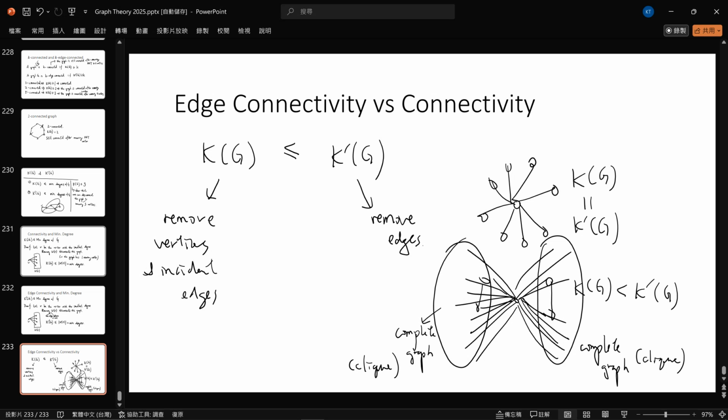If you remove this vertex in the middle, you disconnect the graph, so kappa G is 1. But if you can only remove edges, then you need to remove lots of edges to disconnect the graph. So edge connectivity can be really, really high.